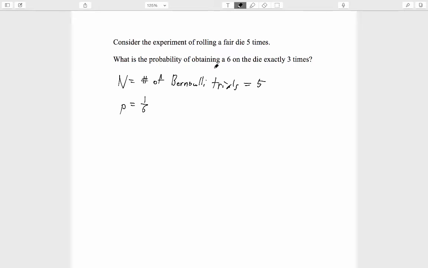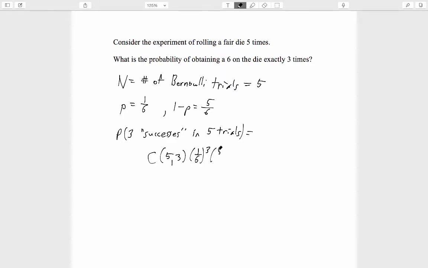If we think of obtaining a 6 as a success and obtaining not a 6 as a failure, then little p equals 1/6, which means that 1 minus p equals 5/6. We are asked to find the probability of 3 "successes" in 5 trials, in 5 rolls of the die. That is exactly what our formula knows how to compute. 5 choose 3 times 1/6 to the third times 5/6 to the second.